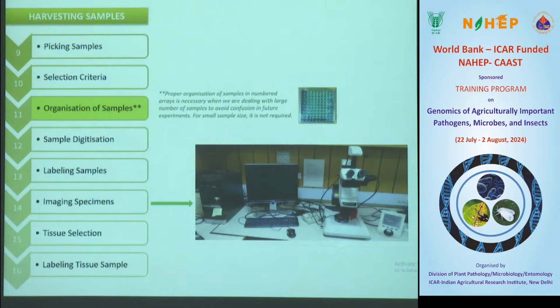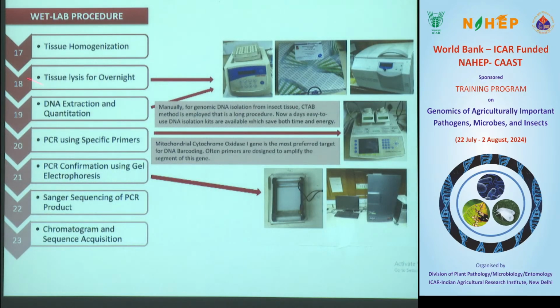Next, tissue selection and labeling tissue samples. So I am just skipping. Next, wet lab. Now, you have done this wet lab. Tissue homogenization is done, lysis overnight, DNA extraction, it changes based on the sample you are taking. Okay. PCR, primers different for different groups, Sanger sequencing.